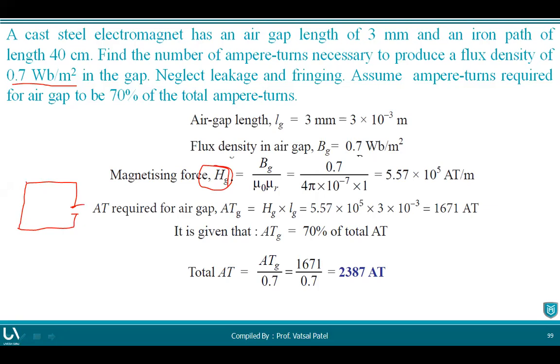But make it a practice to write the full parameters: Hg is equal to Bg divided by mu 0 into mu r. Now you have the flux density of 0.7 Weber per meter square, divided by mu 0, which is 4π into 10 to minus 7, and mu r is equal to 1, because we are discussing the air gap, and for the air gap mu r is always 1. After calculating, you will get the magnetizing force Hg, in ampere turn per meter.